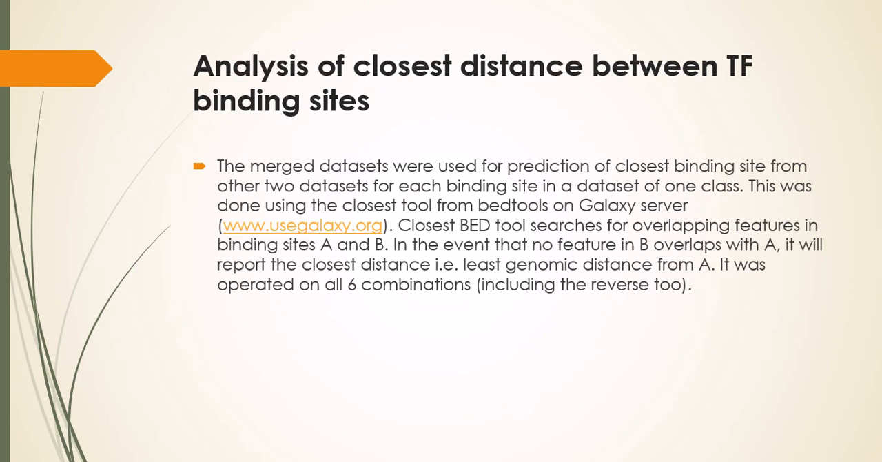This was done using the closest tool from BEDTools on Galaxy server. Closest BEDTool searches for overlapping features in binding sites A and B. In the event that no feature in B overlaps with A, it will report the closest distance, that is least genomic distance from A. It was operated on all 6 combinations, meaning if we have analyzed the closest distance between the pioneers and migrants, then we have also analyzed the closest distance between migrants and pioneers.